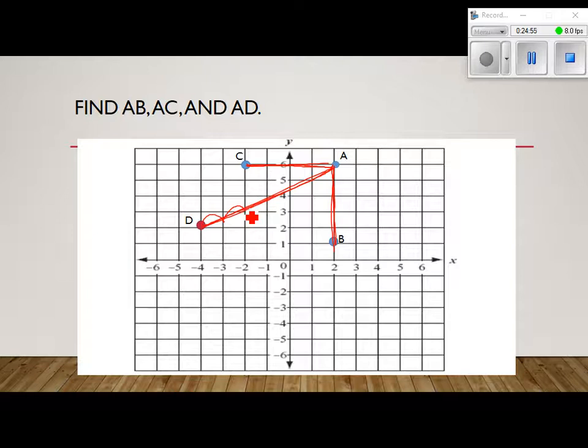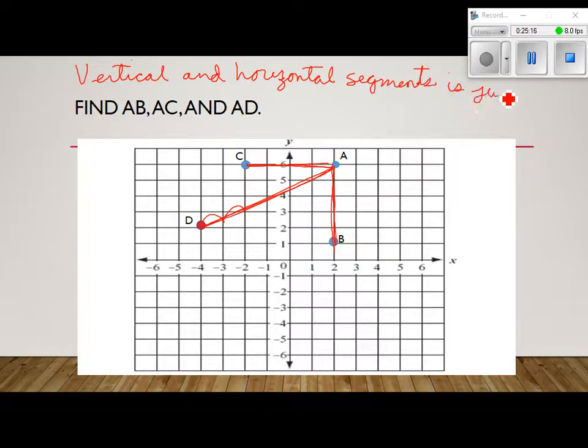So what you might want to write down is: for vertical and horizontal segments, all you have to do is just count. Why don't you, for diagonal ones, just count up and over? Doesn't work. That would be the slope. We're going to talk about diagonal segments here in a second. That's why I didn't write them. Vertical and horizontal, you just count to find the length.